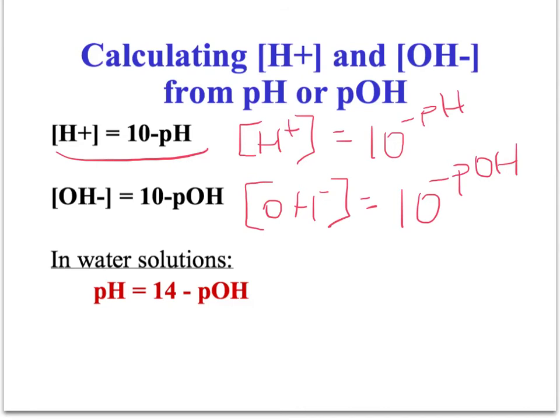I wanted to tell you guys, this is very handy. If we want to know the pH, and we already know the pOH, all we do is subtract 14 minus the pOH, which gives us the pH. So this is a shortcut.